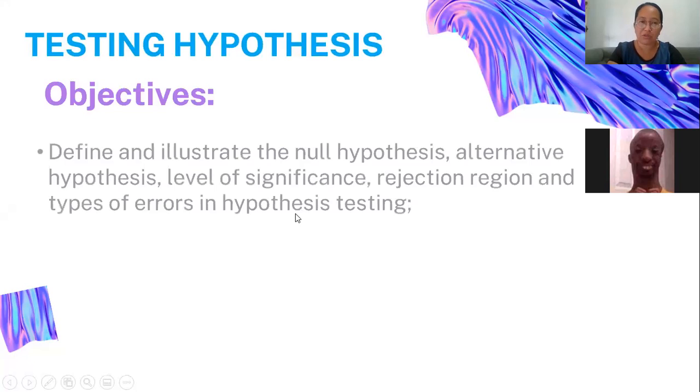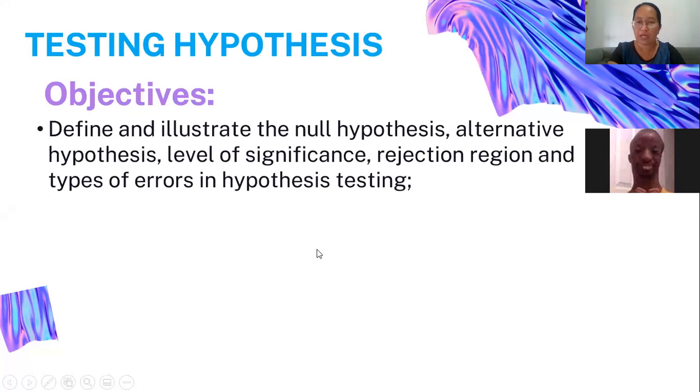Okay? So, at the end of this session, you're expected to define and illustrate the null hypothesis, alternative hypothesis, the level of significance, rejection region, and the types of errors in hypothesis testing. So, it's more on the definition lang talaga. Okay? And then, ipapakita lang natin kung saan ba siya with the normal curve, saan siya papasok.